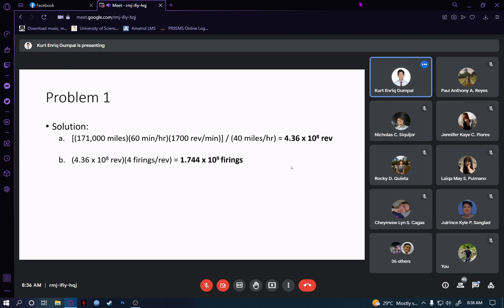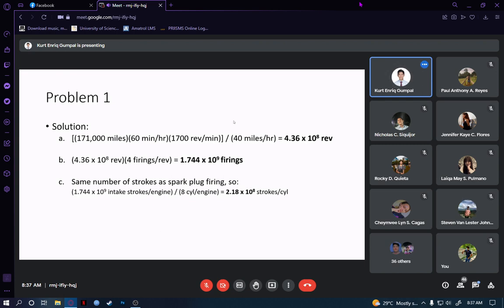Now, how many intake strokes do I have? Okay? How many intake strokes per firing? Since you have the same number of strokes as the number of spark plug firings, therefore, you just have to divide it by 8 again.